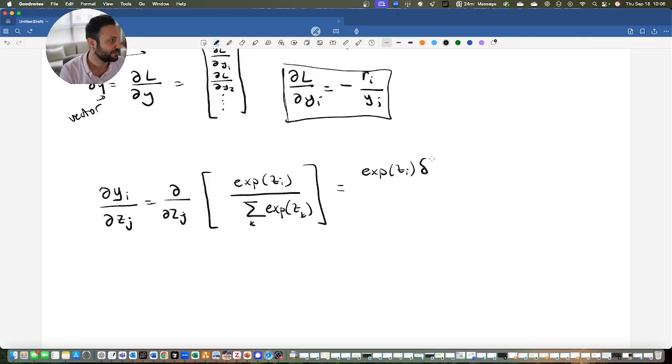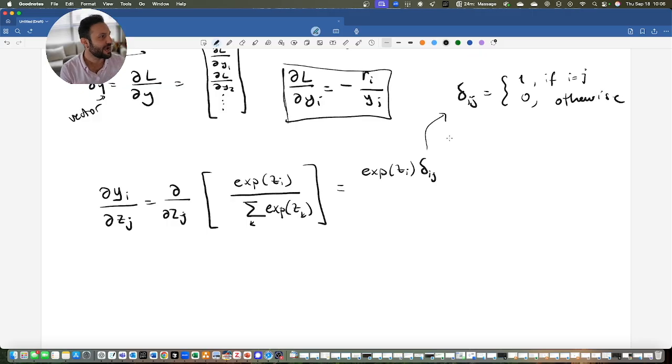Remember the function delta ij. Let me briefly introduce what this is. Delta ij is equal to 1 if i equals j and 0 otherwise. You see how delta ij makes this guy exponential z of i if i equals j and 0 otherwise. And I will multiply with the denominator. And for the denominator, I don't want to keep writing the summation symbol, so I'm going to call this guy a nice letter, capital S, S for summation, right?